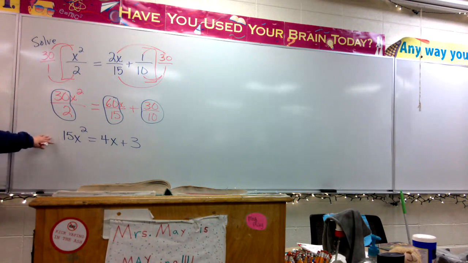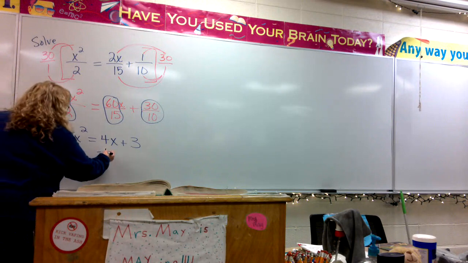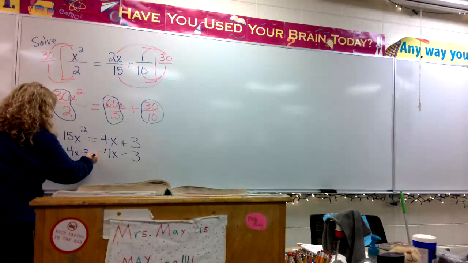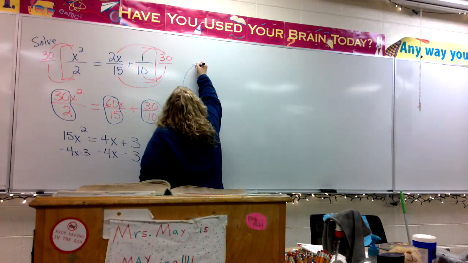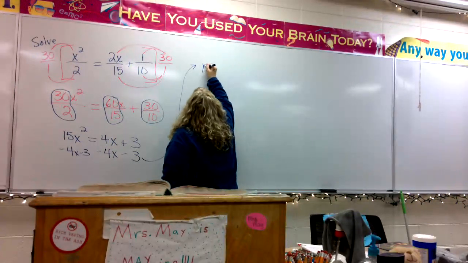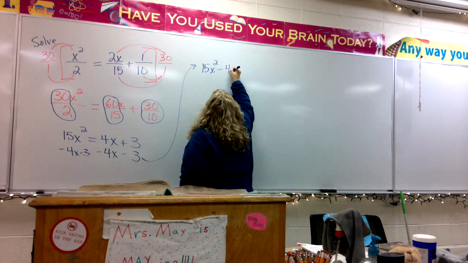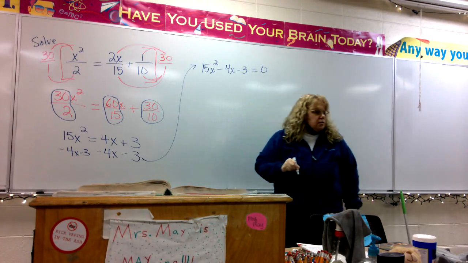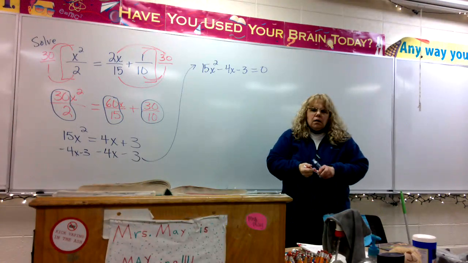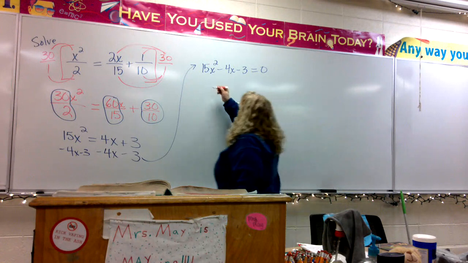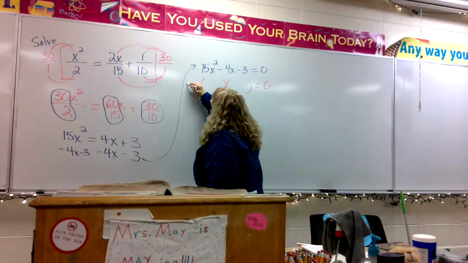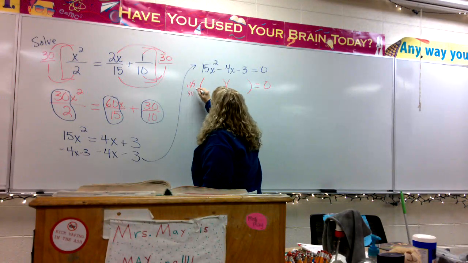How would you solve this now? If we want to know what x is, get it all to one side, I think. So what will that give us? 15x squared minus 4x minus 3. Now what? Yes, I would say we should factor it. It's either going to be 1 and 15 or 3 and 5.